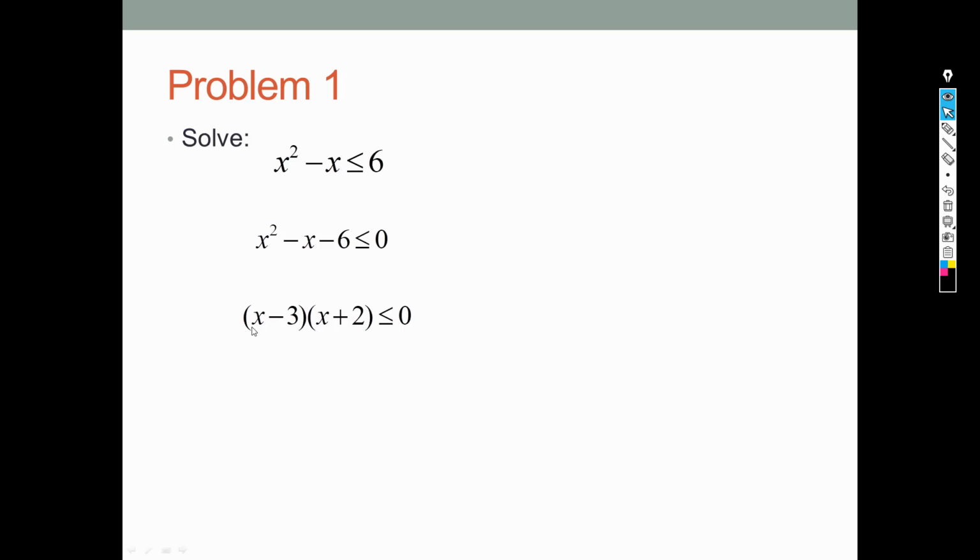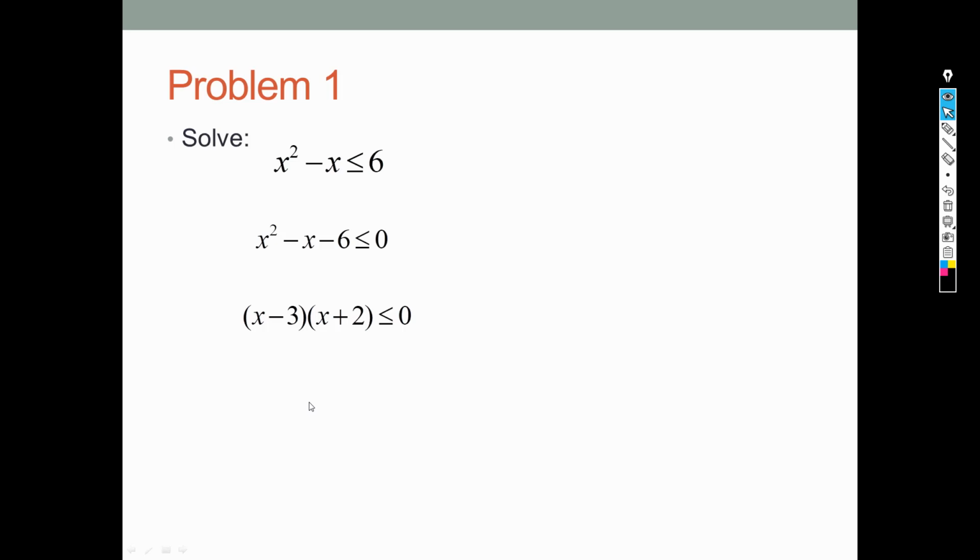So notice x minus 3 is going to be 0 when x is 3. 3 minus 3 is 0. 0 times anything is 0. The second factor, x plus 2, is 0 when x is equal to -2. -2 plus 2 is 0. 0 times anything is 0. So we take the 3 and the -2 and we plot them on a number line.